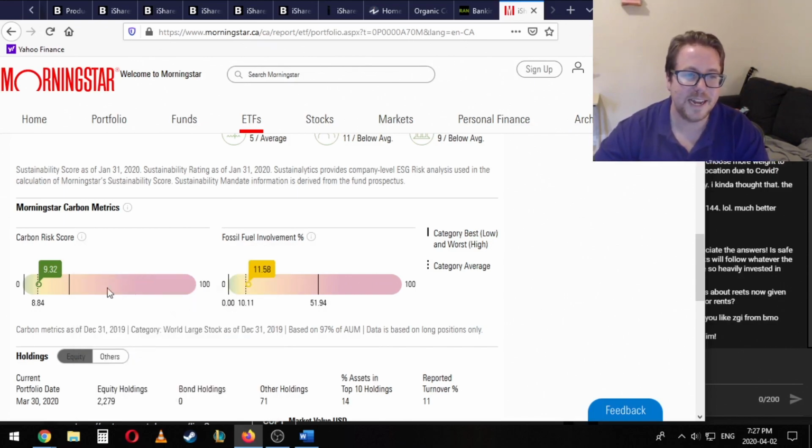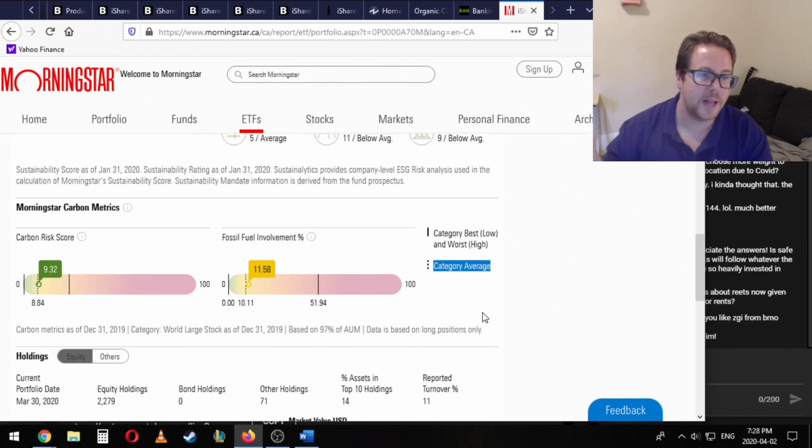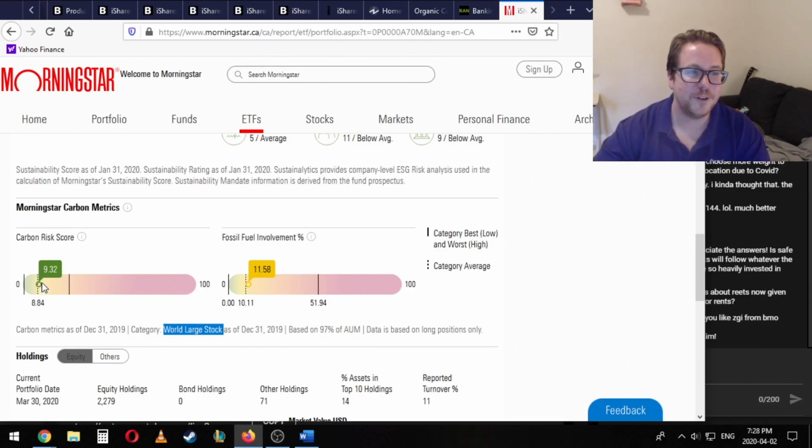So I've never seen any company like up here. To me, this is a pretty high score, 9.32. You can see here this dotted line, 8.84, that's going to be the category average. So in this category, this is going to be global equity, right? Or I guess they call it here, world large stock. So, you know, this is the average. You can see that this ETF is slightly above average on the carbon risk score.